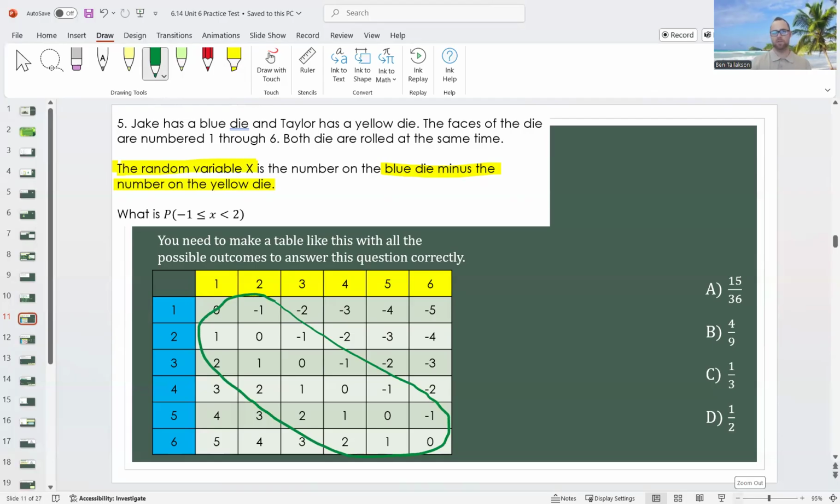Or is it all of those values? Notice -1 is included, 2 is not. So it's not all of those. We're including everything from -1 all the way up to and not including 2. Those values. Count them up. How many are there?